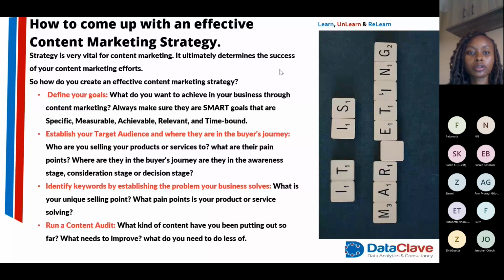What do you want to achieve in your business through content marketing? That's what you should note down, and always make sure your goals are SMART goals, so they're specific. Don't be vague about your goals, because when you're vague, you don't know how to go about them, you don't know where to start, and the measurement of results and performance becomes a struggle, because your goals are not SMART goals. So what SMART goals basically means: are they specific?